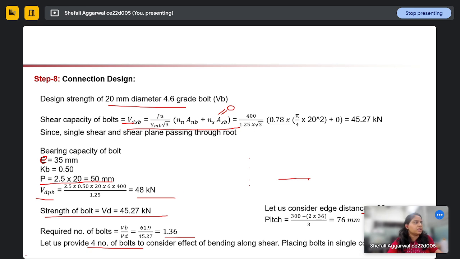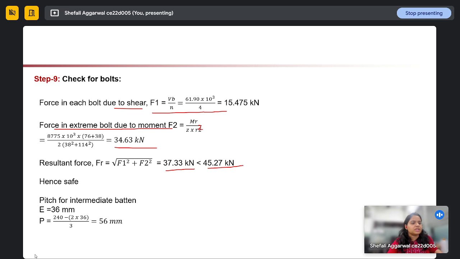Here, the force should be less than the shear capacity of the bolt. If it is like that, then we can say that our design is safe. And for the intermediate batten, we calculate the pitch. The edge distance e again we are taking as 36 mm, and for the intermediate batten, the depth is 240 mm. Using the same formula, we are getting the pitch as 56 mm.